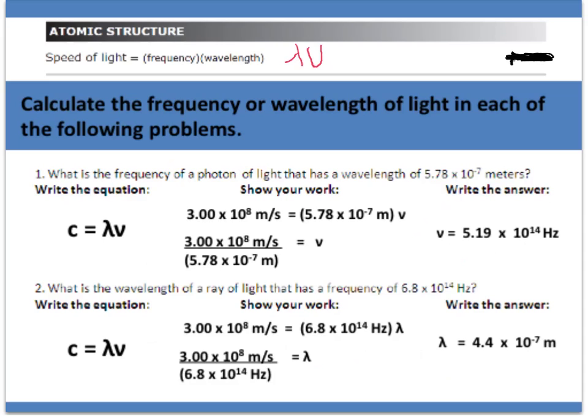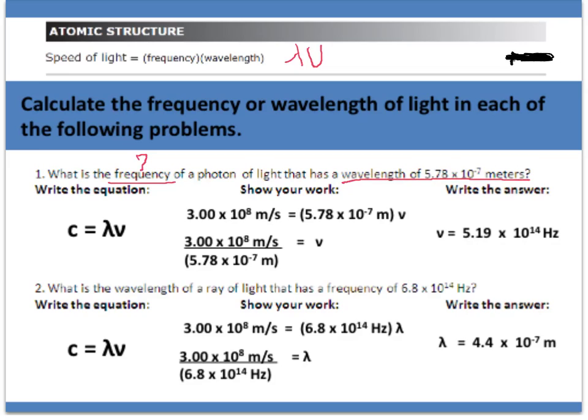Alright, so let's look at some examples. So in the first example, we're asked, what is the frequency of a photon of light? Now a photon also refers to a quantum or a packet of light. So what is the frequency of a photon of light that has a wavelength of 5.78 times 10 to the negative 7 meters? So look at what we're given. We're given wavelength, which is lambda, and we want to find the frequency.